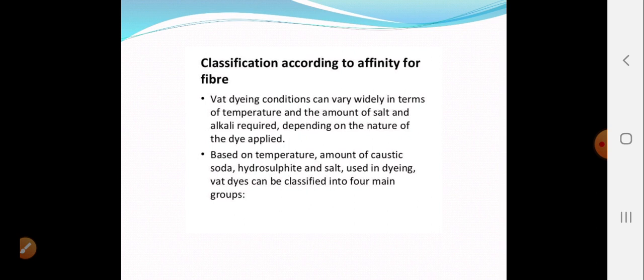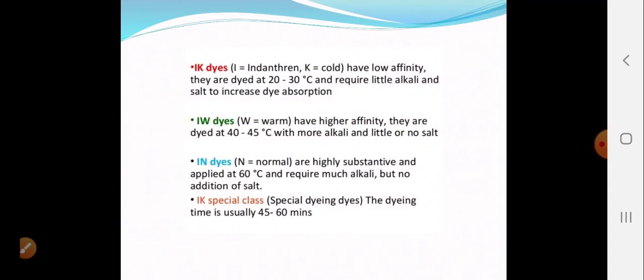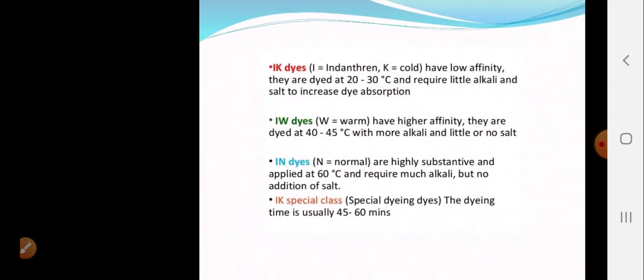Next, classification according to affinity for fiber. Wet dyeing conditions can vary widely in terms of temperature and amount of salt required, depending on the nature of the dye applied. Also, based on temperature and the amount of caustic soda, hydrosulfide and salt used in dyeing, wet dyes can be classified into four main groups. We will see these groups now. So these are the four classes of these types of dyes, wet dyes.